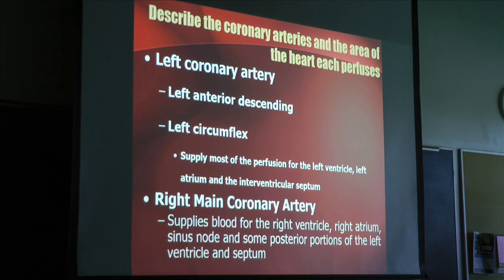All right, then we have the coronary arteries. And the coronary arteries, is it? No, what it doesn't tell you is where the coronary arteries originate from. And they originate from the aorta. They're the first, what is that?